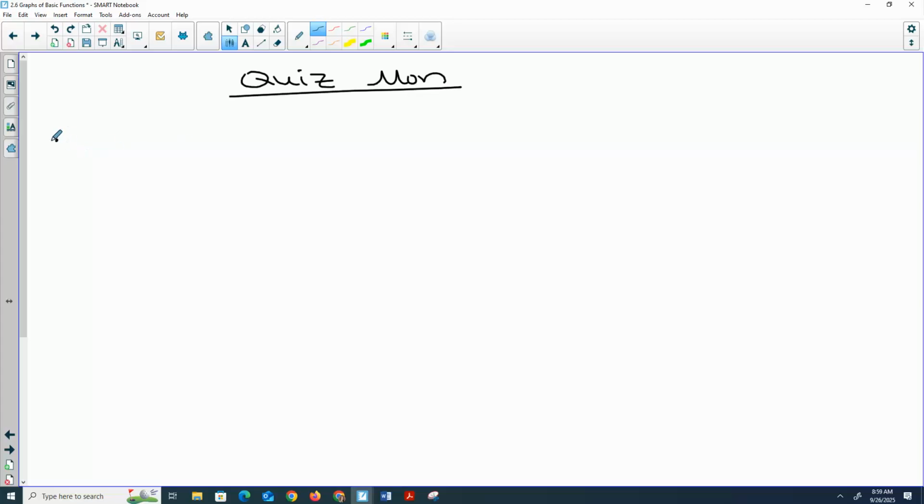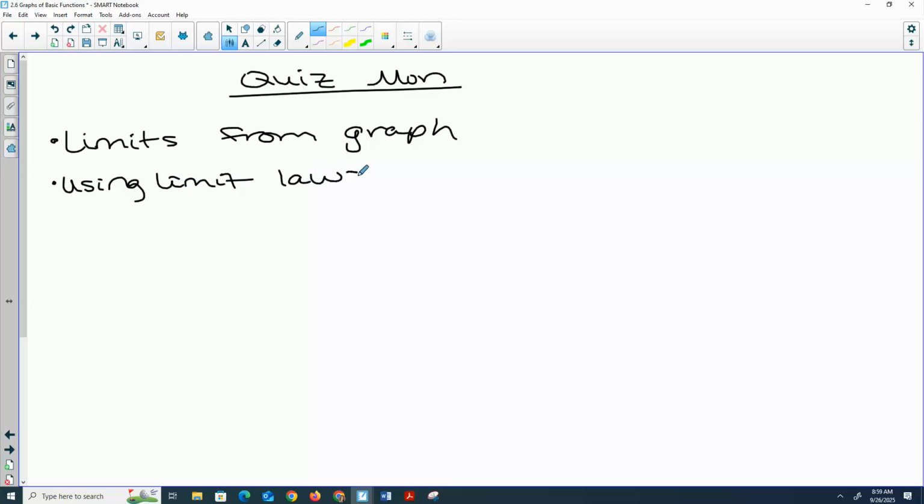You have to be able to find limits from a graph, which the first question on this review handout has one of those. Okay, so being able to look at a graph and evaluate the limits. The bulk of the quiz is just using the limit laws. So simplifying expressions until you get to the point where you can plug in your number. And make sure on those you're writing limit on every step as we go through.